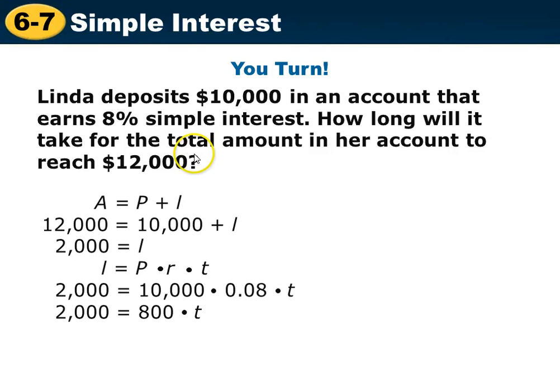Alright, so here is the answer. So first thing we want to do is find the actual interest. If we started with 10,000, at the end we ended up with 12,000. That means we earned $2,000 in interest. So we plug in 2,000 for the interest, 10,000 for the principal, and the rate in this case is 0.08 times the time we do not know. Before we solve for the time, we multiply 10,000 times 0.08 to get 800. And then we divide both sides by 800, which will give us 2.5 years.